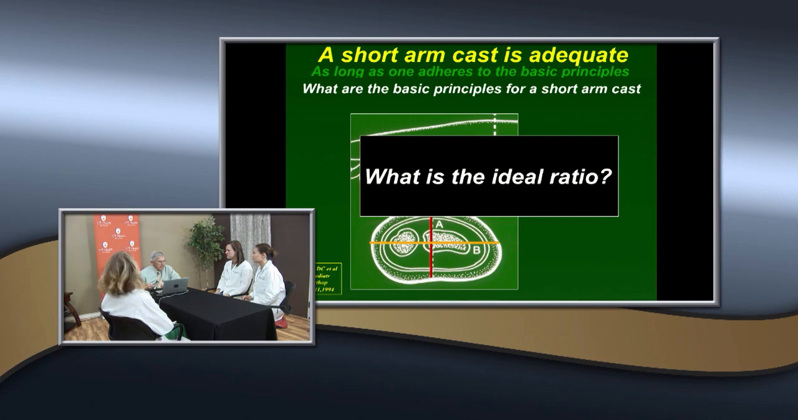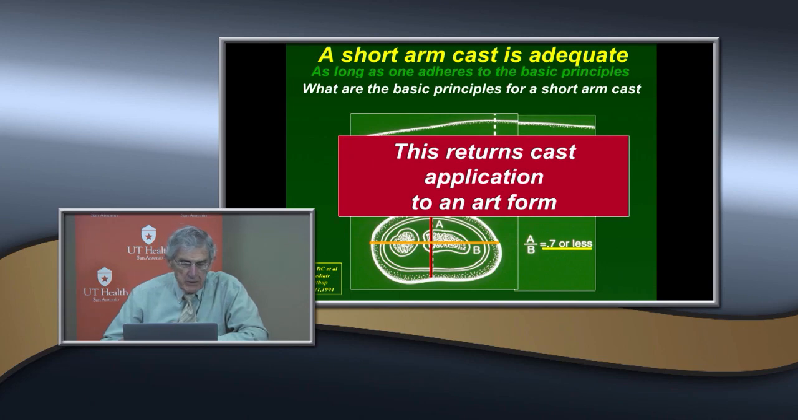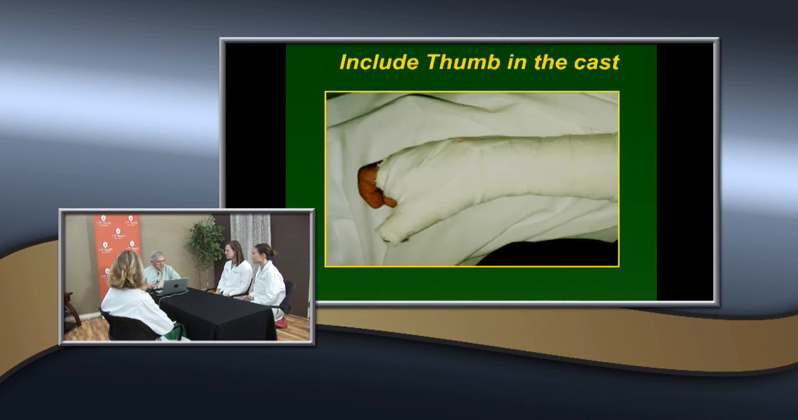And now everybody has accepted this. As long as the ideal ratio is 0.7, which means that you have an elliptical shape, when it's elliptical, you can put more pressure on the fragments and hold them a little bit better. So that means this has really become an art form when you apply a cast. You just don't wrap around plaster. You have to kind of mold it like you're going to mold a statue or some kind of sculpture.